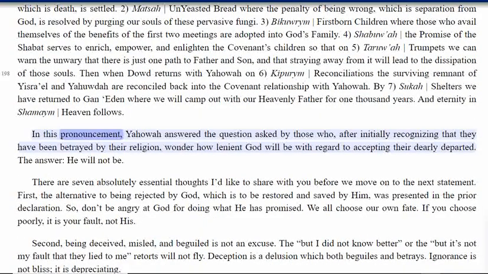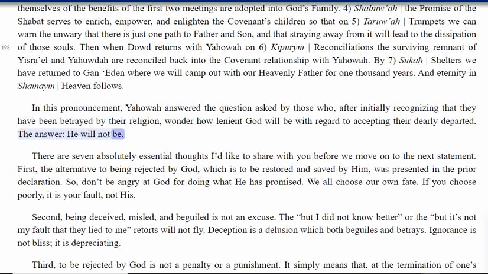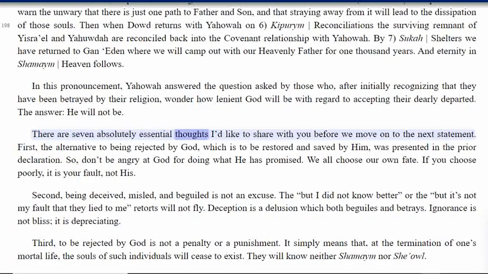In this pronouncement, Yahowah answered the question asked by those who, after initially recognizing that they have been betrayed by their religion, wonder how lenient God will be with regard to accepting their dearly departed. The answer, he will not be. There are 7 absolutely essential thoughts I'd like to share with you before we move on to the next statement.